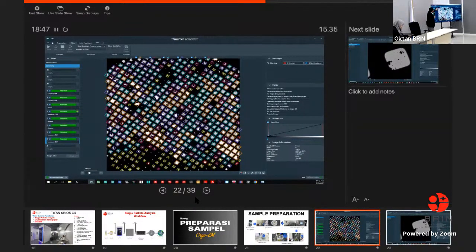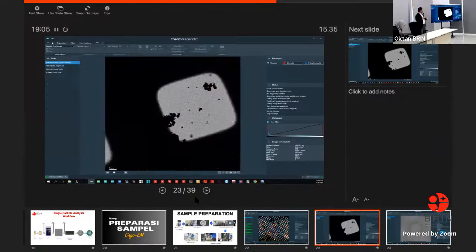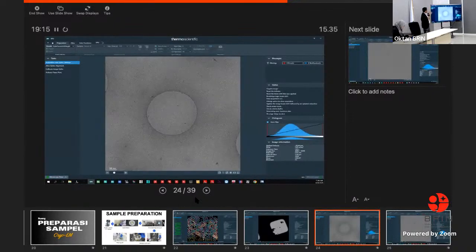First, we open the Atlas to screen for a good grid. This is one grid. You can see in one grid it contains what we call a grid square. One grid square, we select the grid square, continue. In one grid square, there are so many holes. Yeah, and then we select the hole. This one hole, our protein ends up in this hole. And then we can also do data acquisition from the hole.